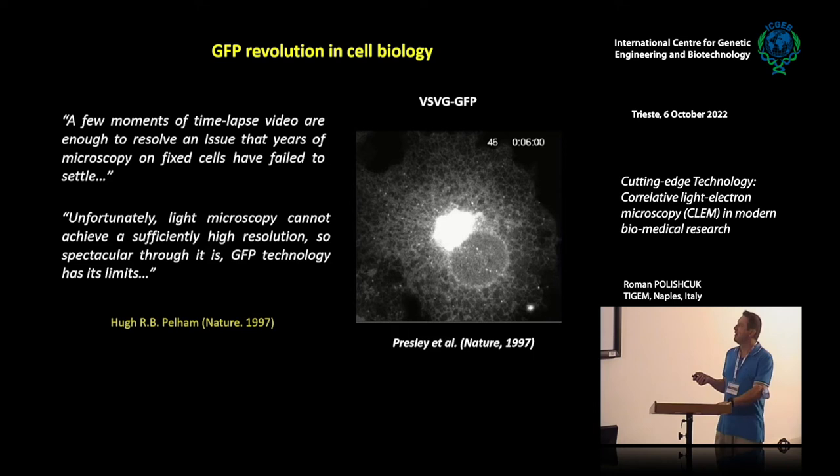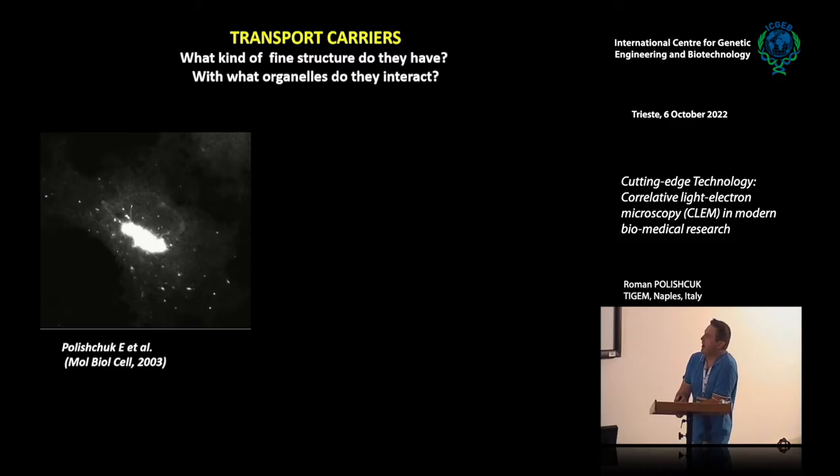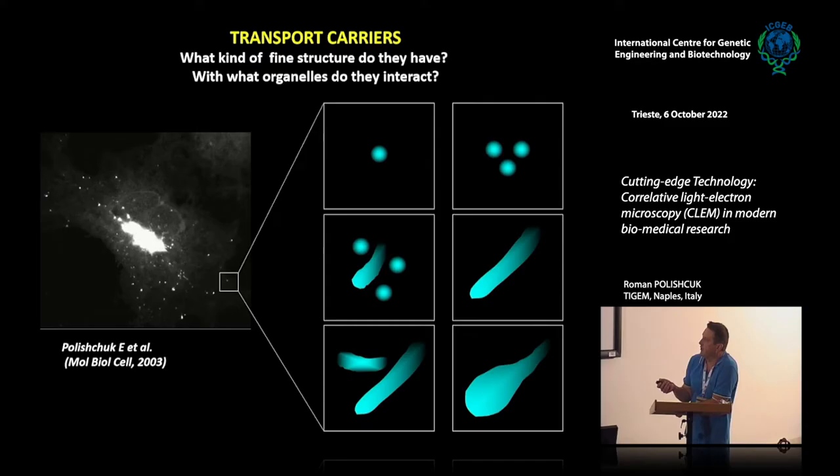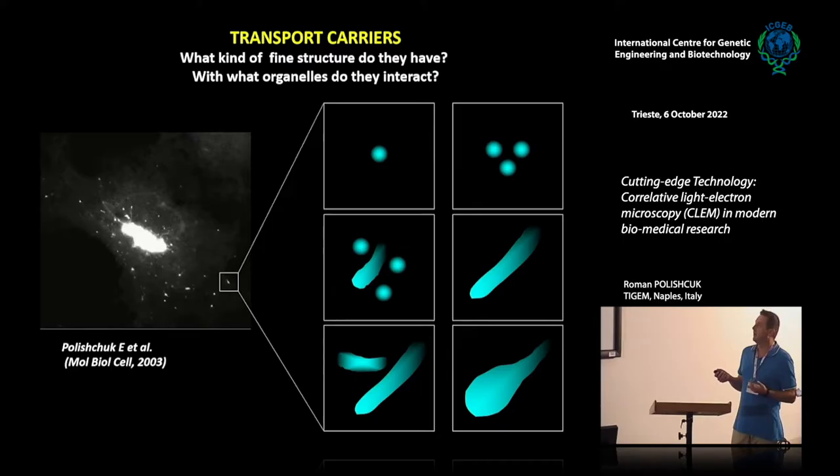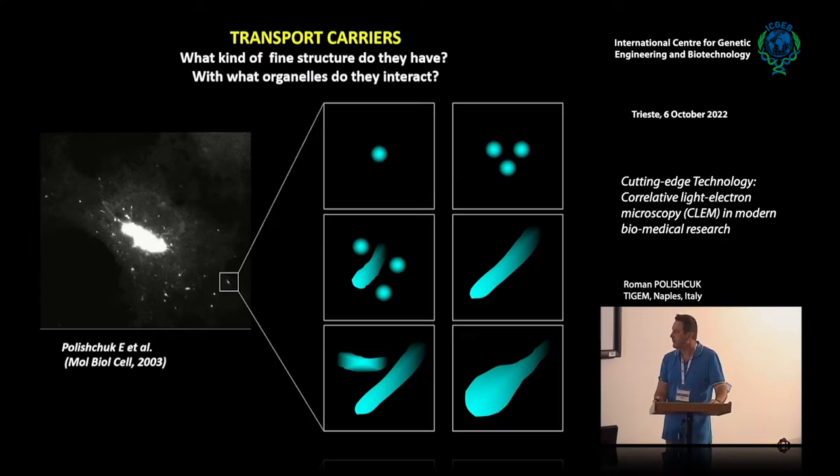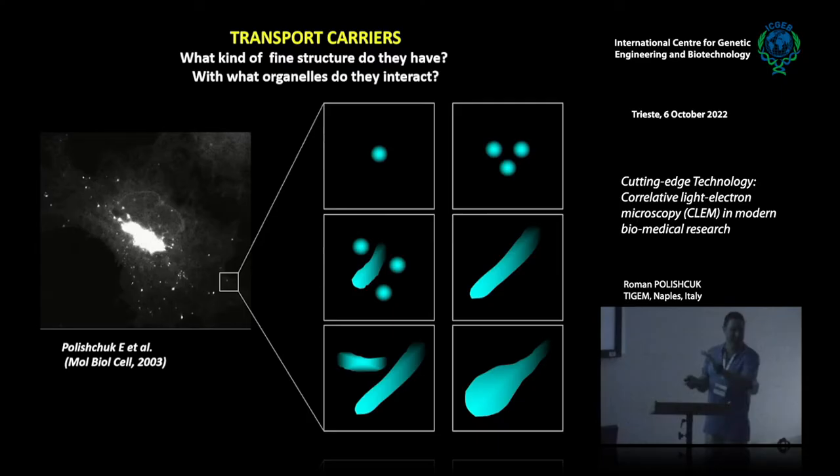So we were thinking about addressing this issue, and we were studying trafficking from the Golgi to the cell surface using the same protein, VSVG. And when we looked at these tiny spots moving in the cell, we always wondered how they would look under the electron microscope. Would they be simple vesicles, a train of vesicles, or something more complex: tubular, circular, vesicular clusters, etc.? So for this, we would need to develop a specific technology.